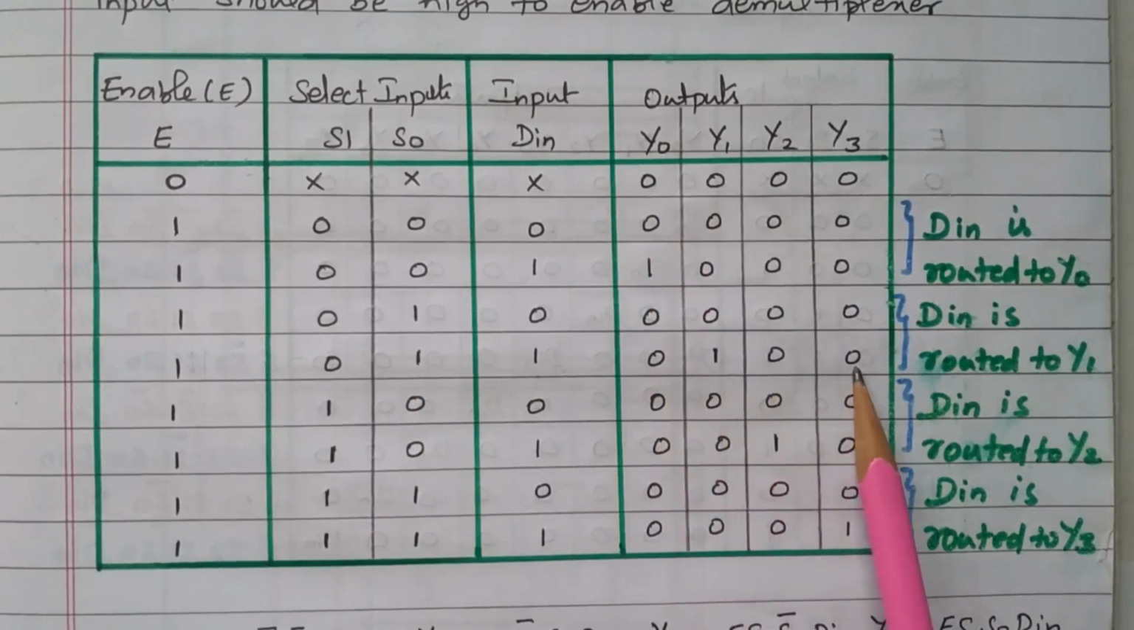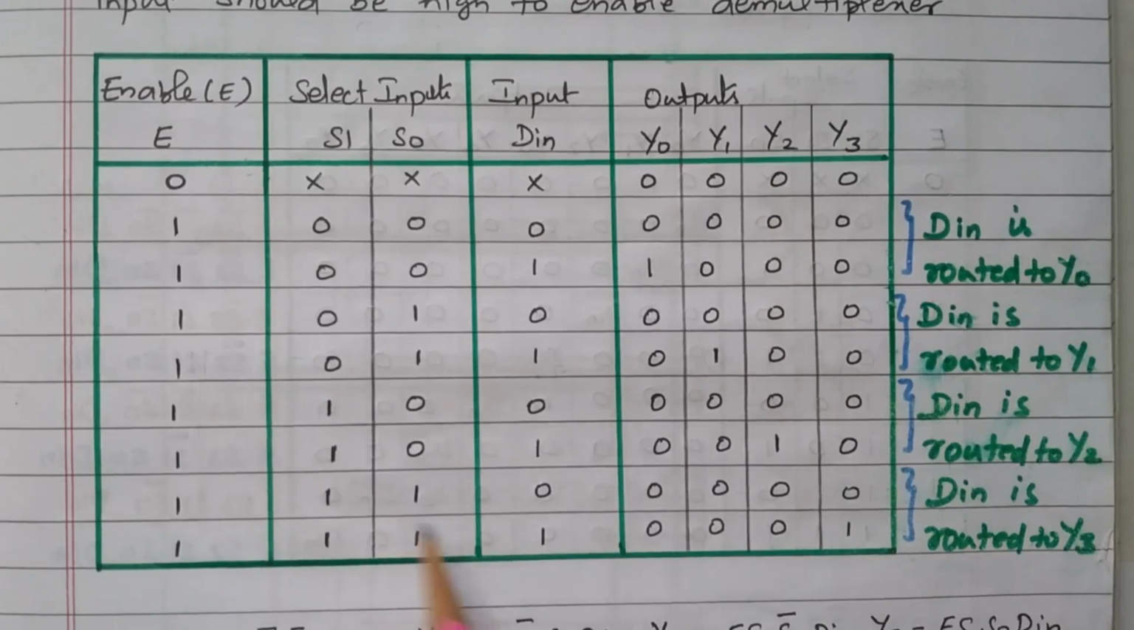Then the third combination, 10. If the data is 0, totally everything will be 0. If the data is 1, then the input is routed to the third position, Y2: 0 0 1 0. Right? Din is routed to Y2. The last combination, 11. If the data is 0, everything will be 0 only. If the data is 1, it is routed to the fourth position, Y3, right? 0 0 0 1, right?